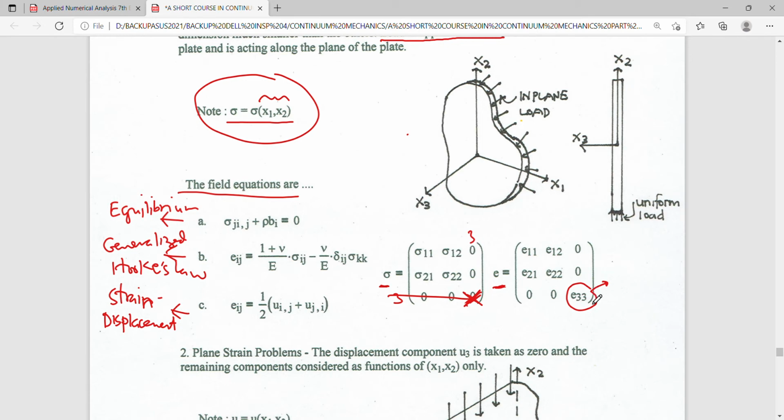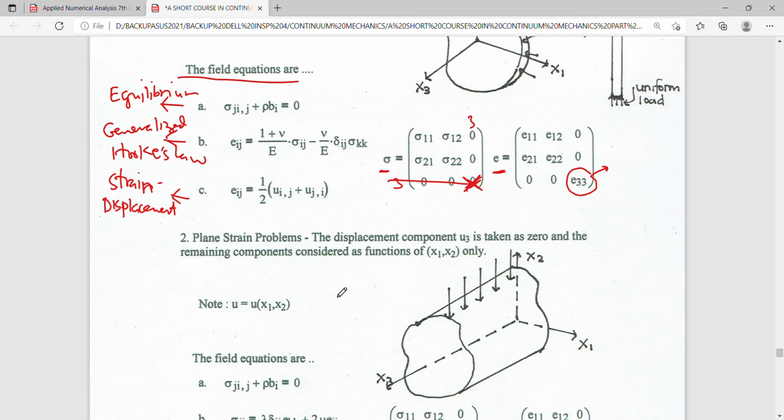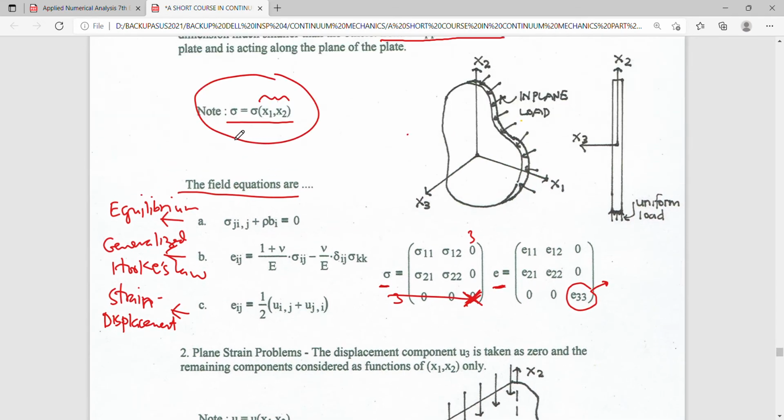So, ito yung wag nating kalilimutan din. Not because this is a plane stress problem, then we ignore the longitudinal component of your strain perpendicular to the plane of loading. Okay? So, for the plane strain problem, the displacement component U3 is the one that is defined and taken to be zero. Okay, dito ano yung define natin?